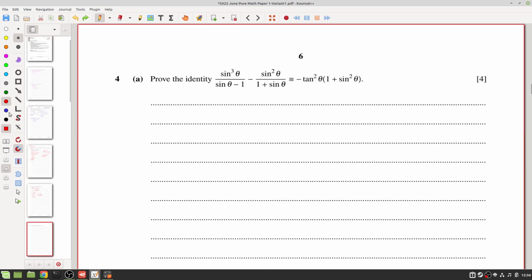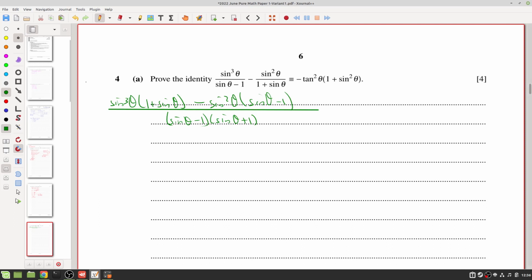All right, question 4. Prove this identity. Okay, so I see we're adding or subtracting fractions, so we want a common denominator, so I'm going to start with that. So common denominator of sine theta minus 1 times 1 plus sine theta, or sine theta plus 1. Okay, and at the top, I have lots of things to do there. So at the top there, we've got sine cubed theta has to be multiplied with 1 plus sine theta. Minus, here we've got sine squared theta, and that has to be multiplied with sine theta minus 1.